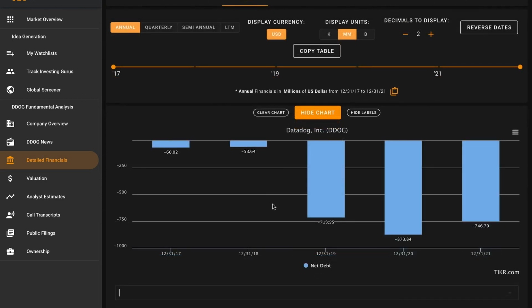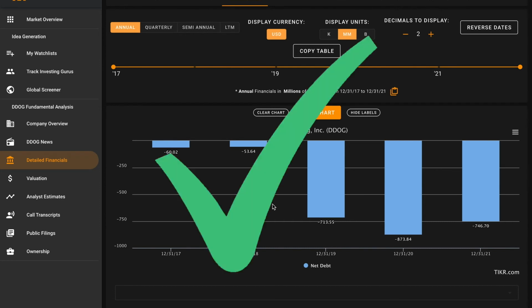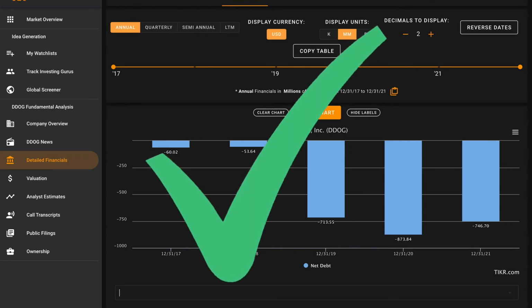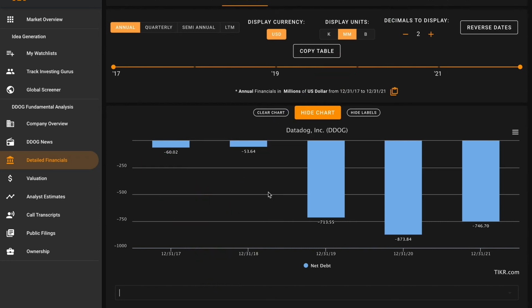Pillar number 7, we want their net debt, which is long and short-term liabilities minus cash and cash equivalents, to be below their 5-year average free cash flow multiplied by 5. So currently they have about $747 million of cash and cash equivalents, meaning that they would have nearly $750 million left over on their balance sheet if they paid off all of their debt. They've got about $750 million of cushion on their balance sheet.